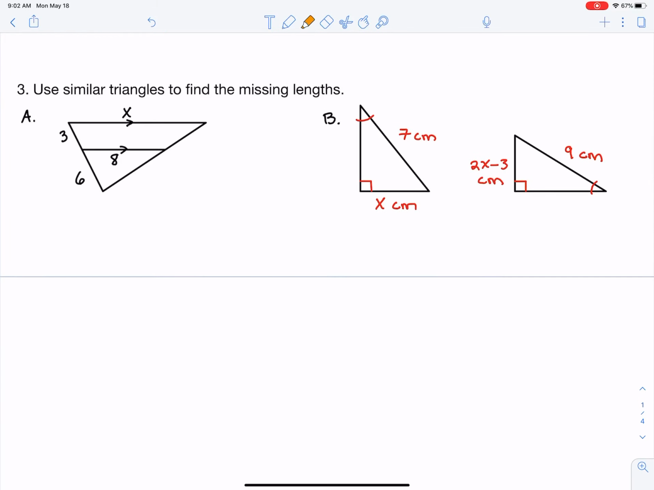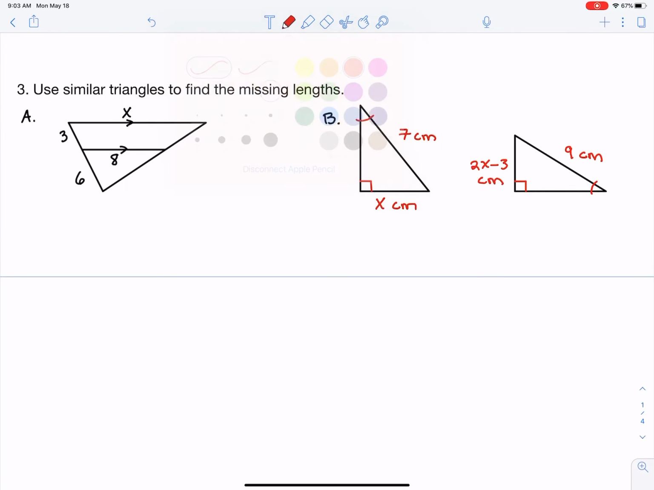So use similar triangles to find the missing lengths. Now, this one's kind of interesting because it's telling you that they are similar triangles, and you could just move on saying, okay, I know they are similar triangles, and they're not asking you to prove it, okay? But normally, a better question might have been, if they are similar triangles, then go find the missing length, okay? But even though they're not asking for it, let's just confirm for ourselves that these triangles are similar.